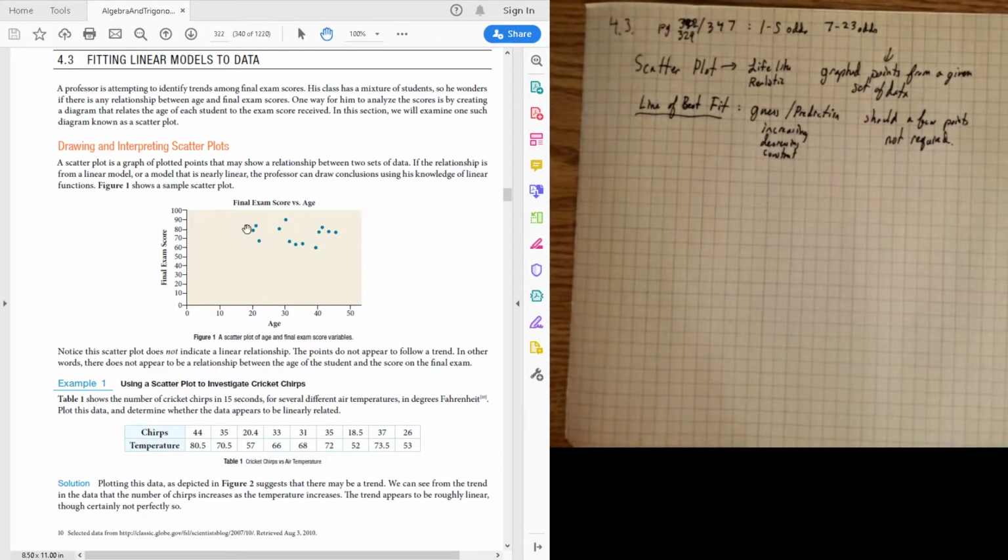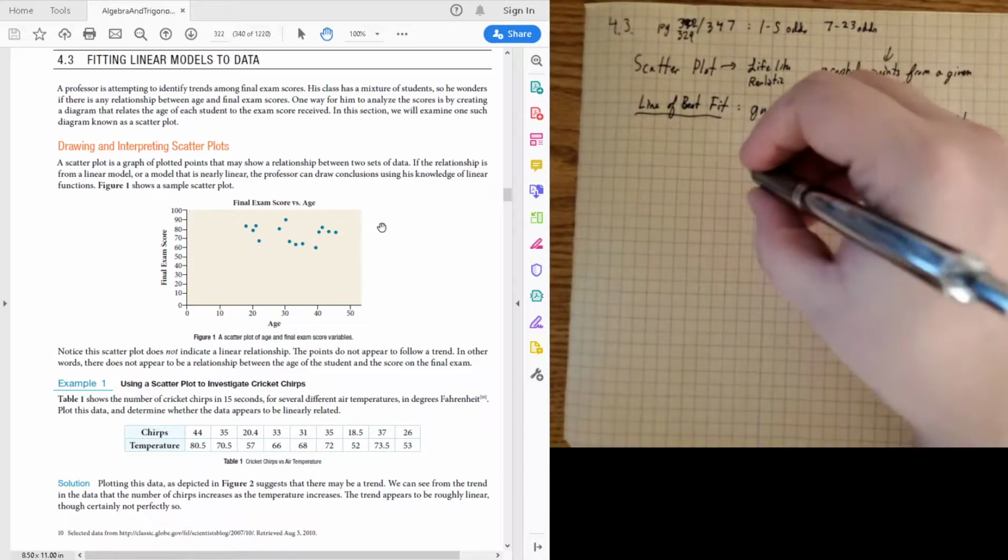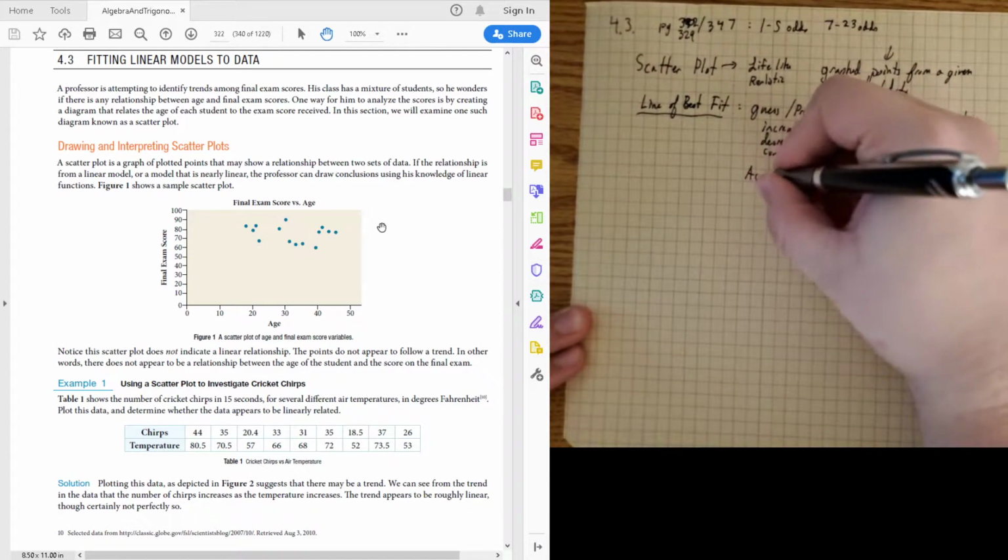So I wouldn't want to pick this point and draw a line between them because it would look like it's trending downwards. Nor would I want to pick this bottom point here and this outer point here because it would look as if it's trending upwards. The goal of a line of best fit is to accurately and clearly represent the given information.